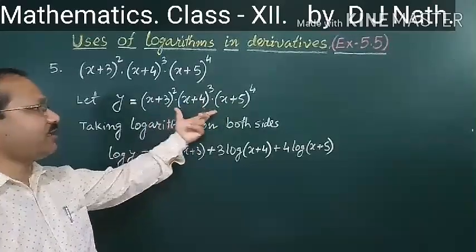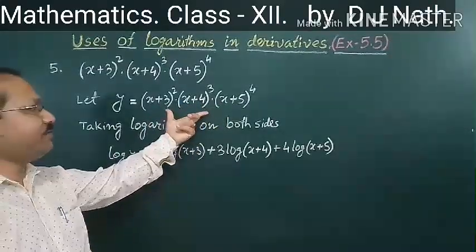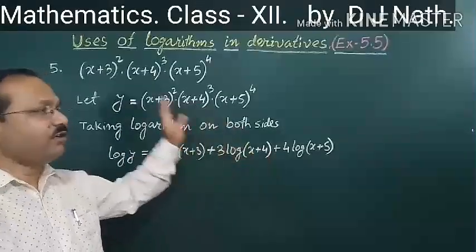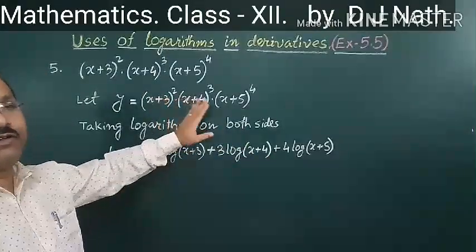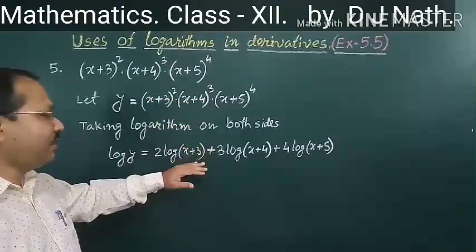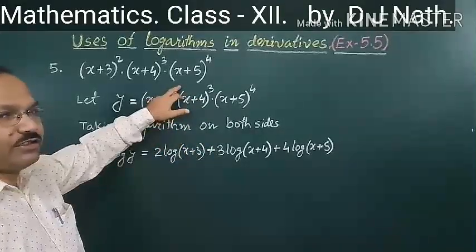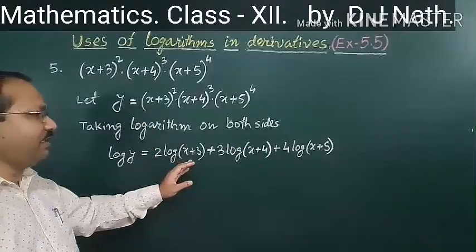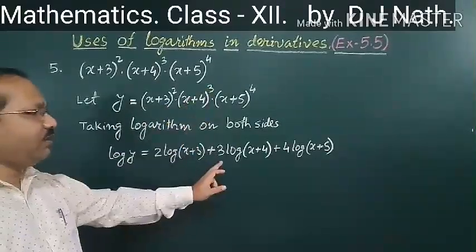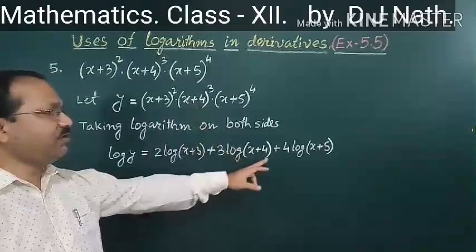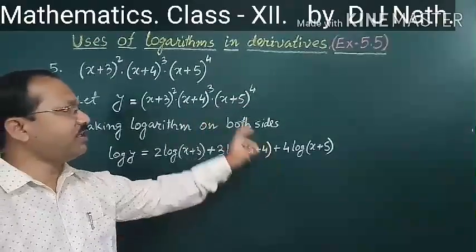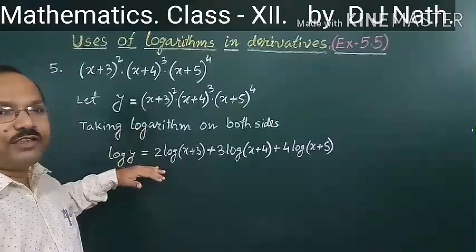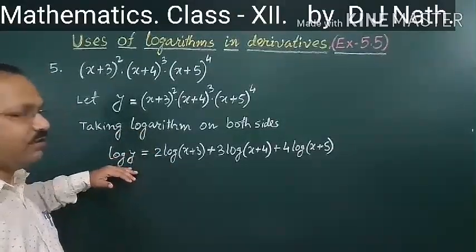So in the case of a product, when we take log, by using the properties of logarithm, it becomes addition in between: log(m n) is equal to log m plus log n. And here the power is also there, so the power will come forward, so it becomes 2 log(x + 3) + 3 log(x + 4) + 4 log(x + 5). Okay, so now we will do the differentiation.